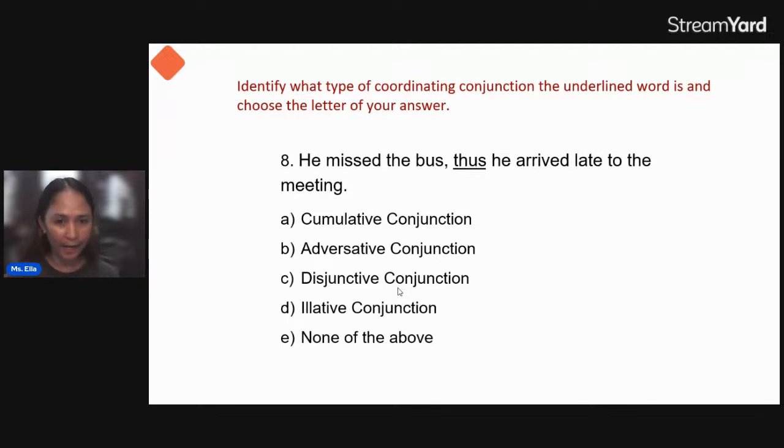Okay, number 8. What's the correct answer? Please, if you're going to answer, please write the item number and then the letter of your answer.